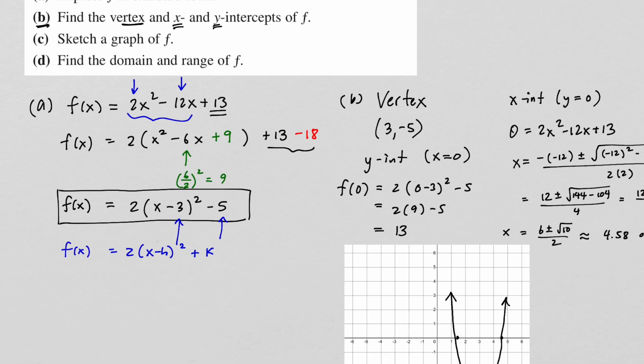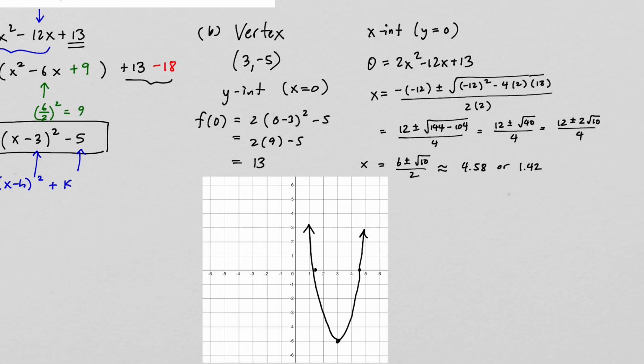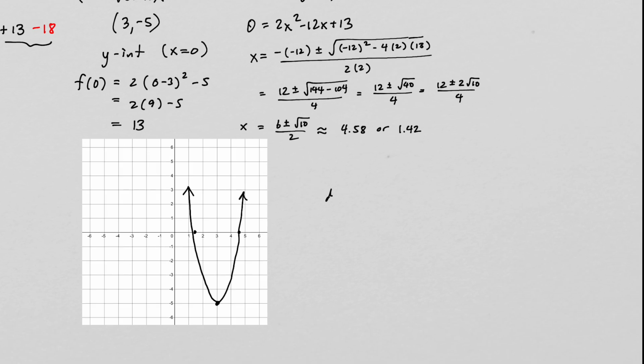And finally, it says find the domain and range. Well, the domain is all real numbers. The domain of any quadratic function is always all real numbers. However, the range is going to be the y values that you get on this graph. You can see the lowest y value is negative 5, and you get everything above negative 5. So the range is going to be negative 5 to infinity.